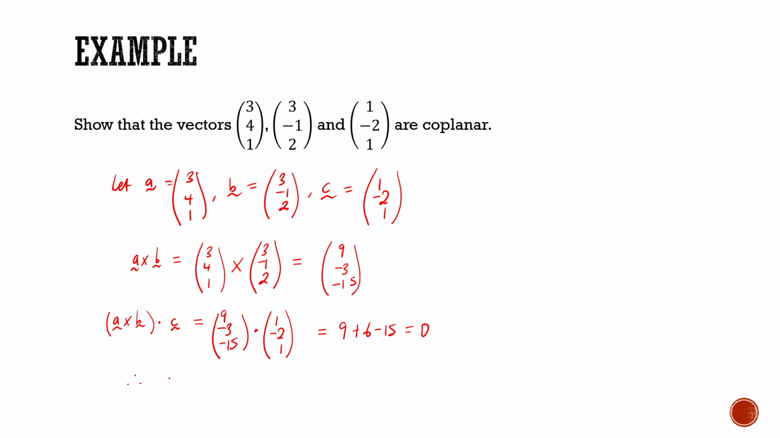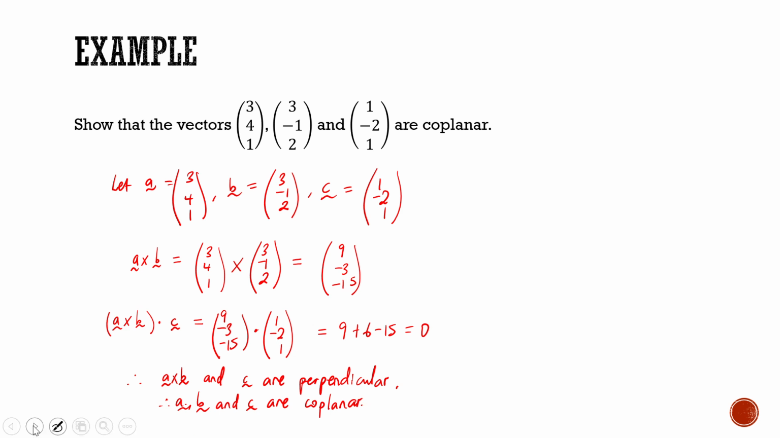That would mean that the vector A cross B and C are perpendicular. That means the normal to the plane that contains A and B and the vector C are perpendicular. Therefore, the vectors A, B, and C are coplanar. And that's how you would work that out.